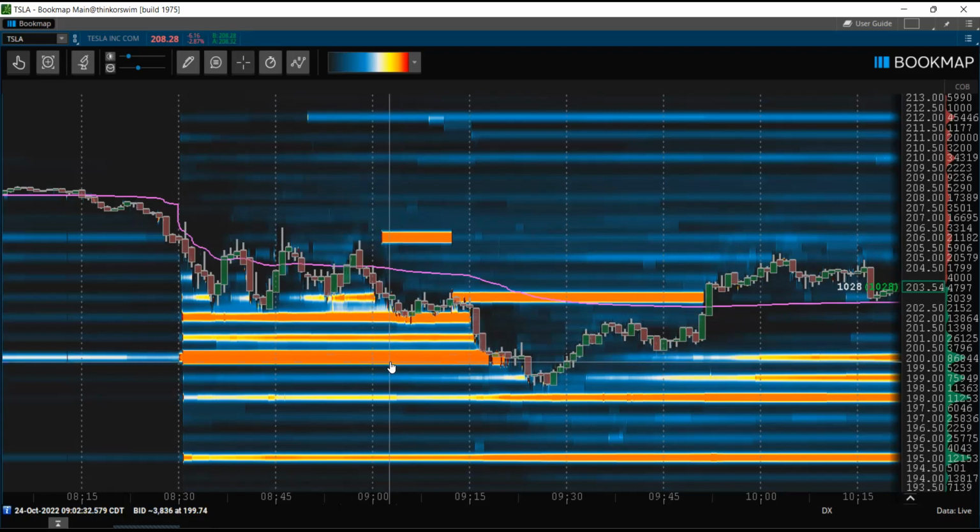So what do you think our play was? What do you think our entry was? 198 to 199. That was our entry zone right there. The idea is if you want to start your position right there above 199, that's fine. But again, the sweet spot is 198 to 199.